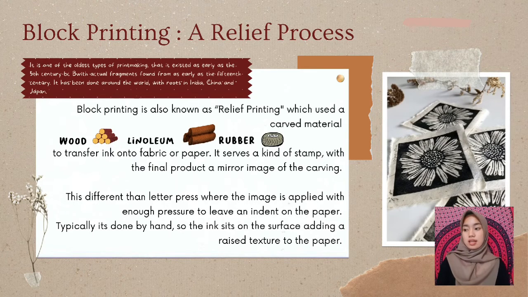This is different from letterpress, where the image is applied with enough pressure to leave an indent on the paper. Typically, it's done by hand, so the ink sits on the surface, adding a raised texture to the paper. Depending on the size of the knife and the quality of the material, it's possible to capture a fine degree of detail in each print. However, since the process is generally done by hand, no two prints are ever the same.